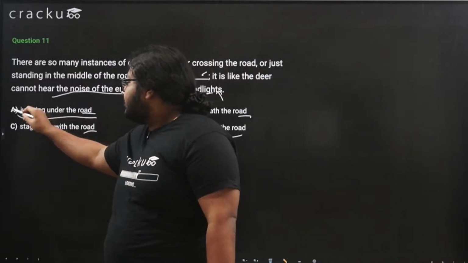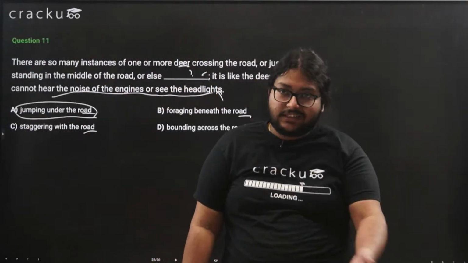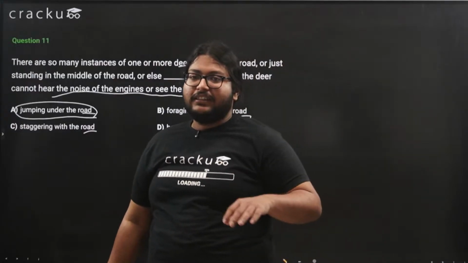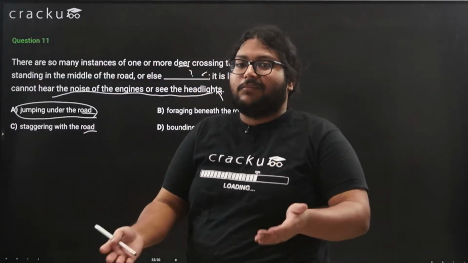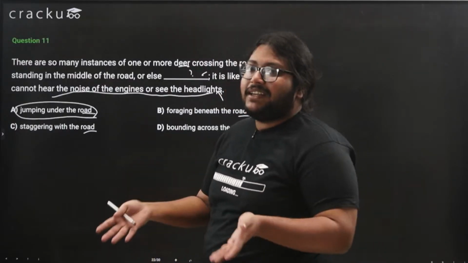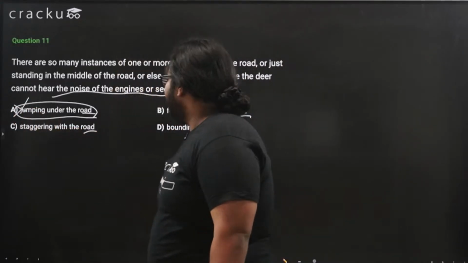Jumping under the road. How can something jump under the road? It has to be jumping over the road, jumping above the road, right? You can't jump under something. And if the road is there, below it is soil. So how can you jump under it? Illogical. So A is rejected.